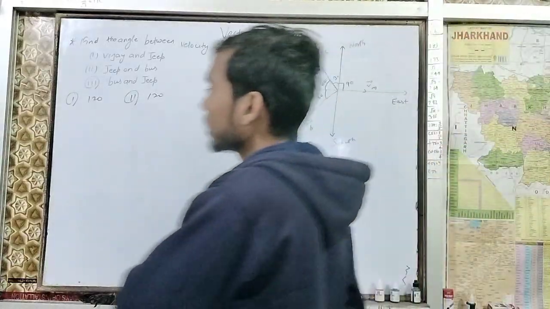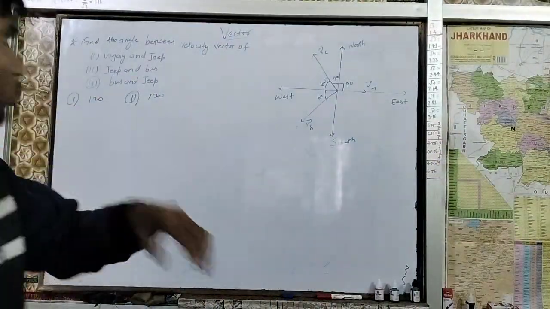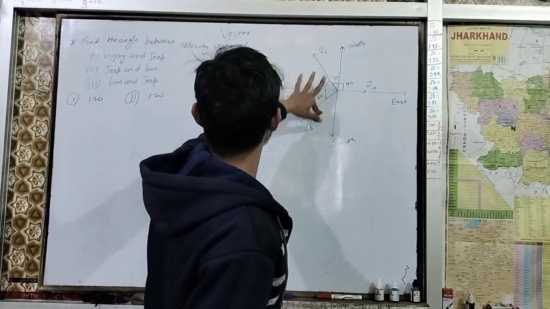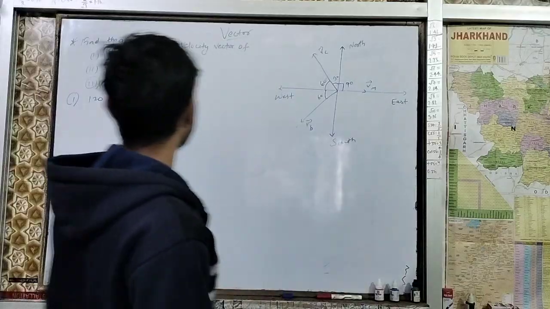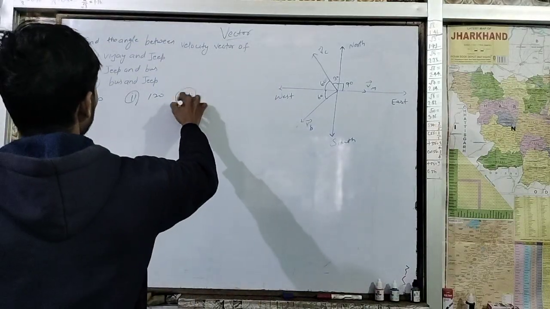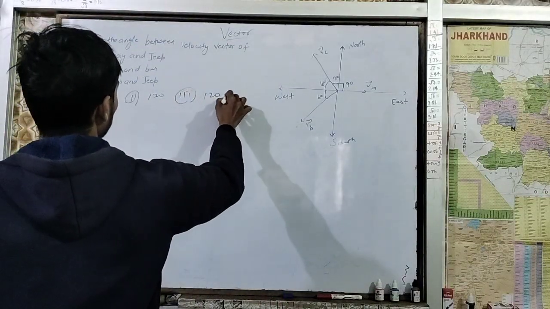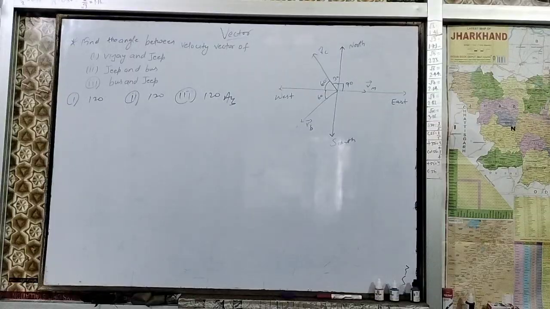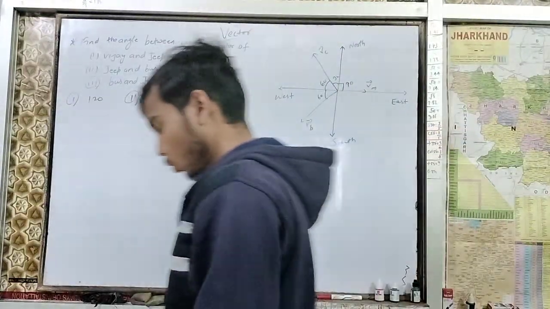Now next we have bus and Jeep. So where is the bus? This bus and Jeep. Again 120. This is our answer. That is how you will find the angle between any two vectors.